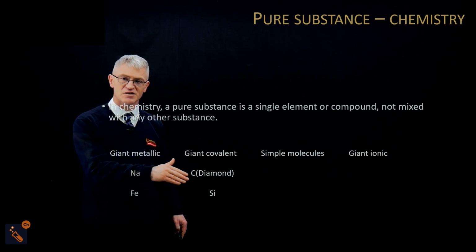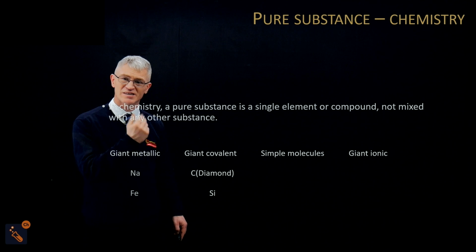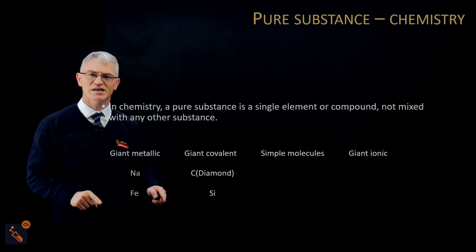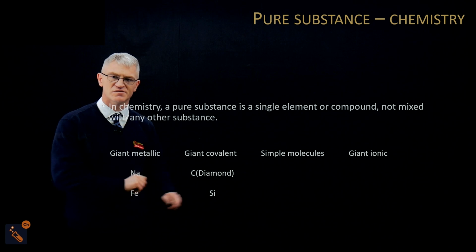Giant covalent, diamond, pure according to chemistry, has nothing else added to it. Silicon, pure according to chemistry, doesn't have anything in it. And you can see here I've just listed some giant metallic materials and some giant covalent materials.